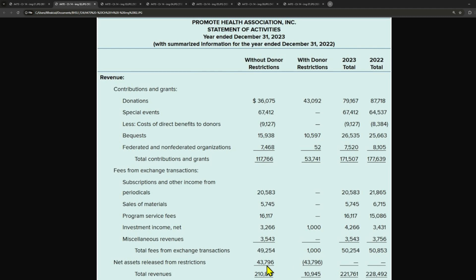And so that is what we call a reclassification, or sometimes we say a release, net assets released from restrictions. And that's different from a normal income statement. We don't see those sort of things.